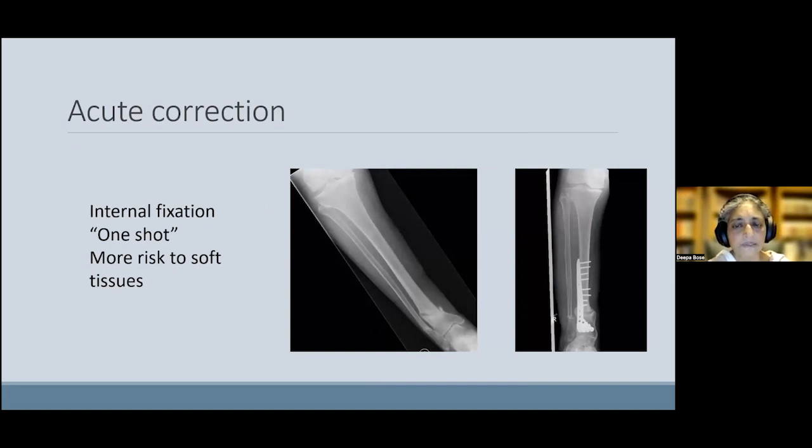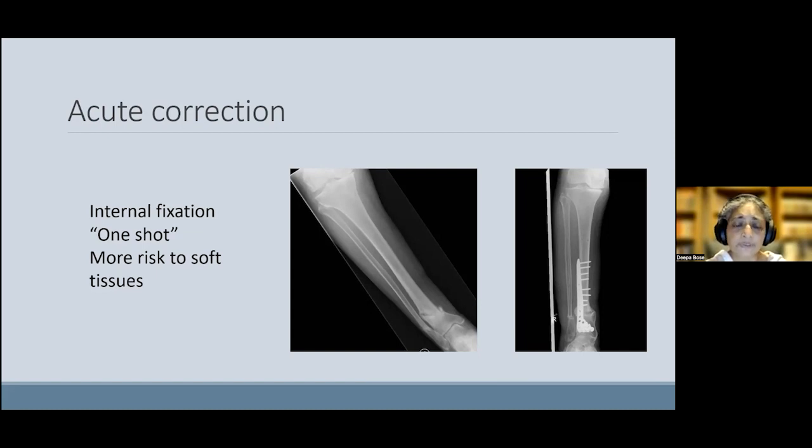So this is an example of an acute correction. You can see there that the deformity was corrected and a plate was applied. Now, if you do an acute correction, it's one shot. So you have to get it right first time because you don't have the opportunity to go back and do it again. So you have one shot and you have to get it quite accurate the first time. So technically, it can be challenging.